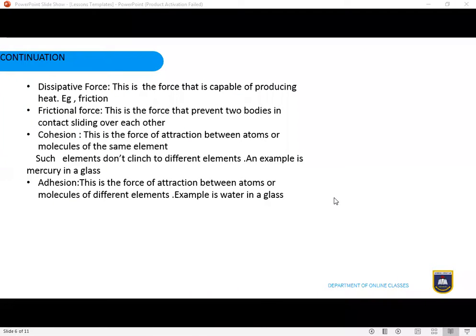It helps to move objects on the ground. Okay. Is it an advantage or disadvantage or effect? Advantage. Okay.